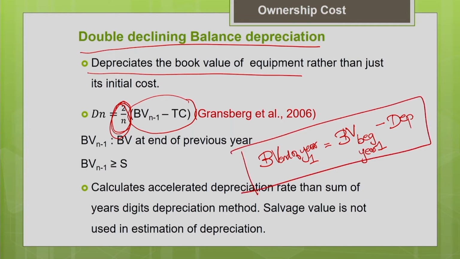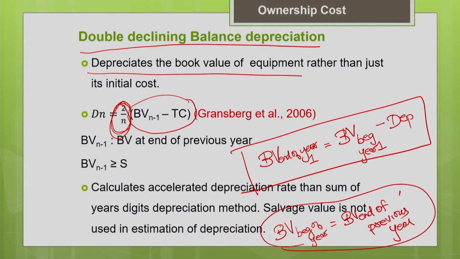So book value at the end of year is equal to book value at the beginning of the particular year minus the depreciation for the particular year. And one more important thing to be noted here is, your book value at the beginning of a particular year is the same as the book value at the end of the previous year. This also you should know. So book value at the beginning of a particular year is the same as book value at the end of the previous year.